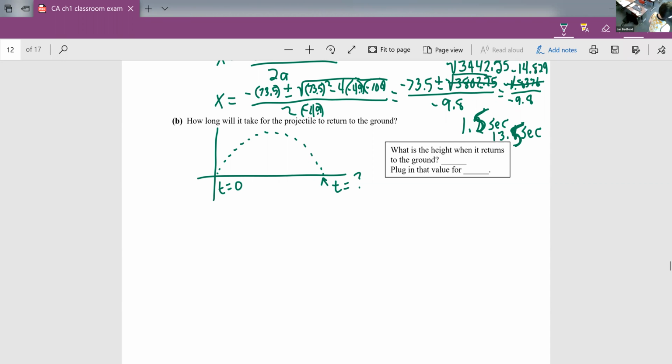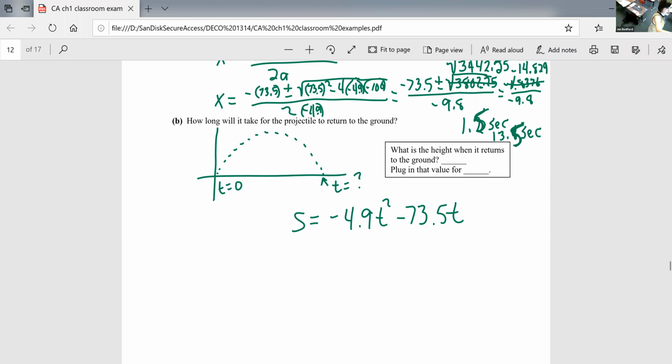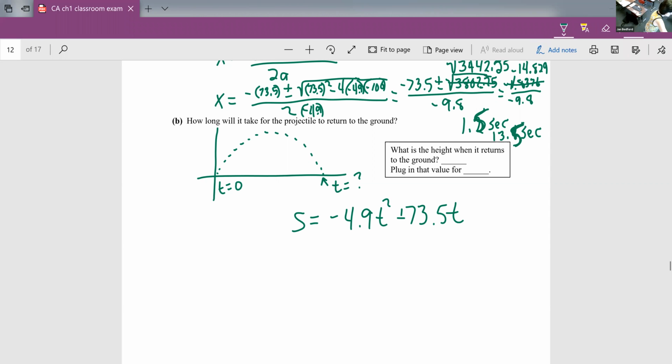Now remember, the equation they gave us was S equals -4.9 t squared, and I need to double check, is it plus? It's plus 73.5 t. So on the last one, they gave us a number. We had to figure out where we plugged it in. This one, they didn't give us a number.